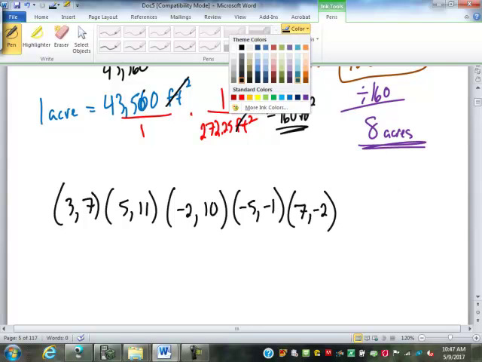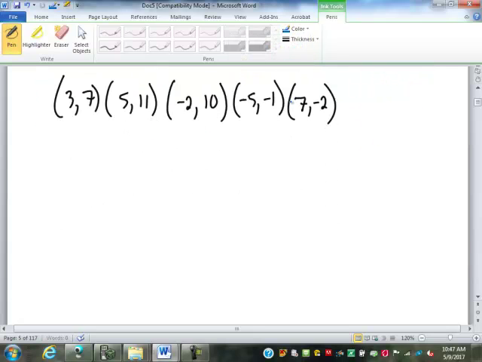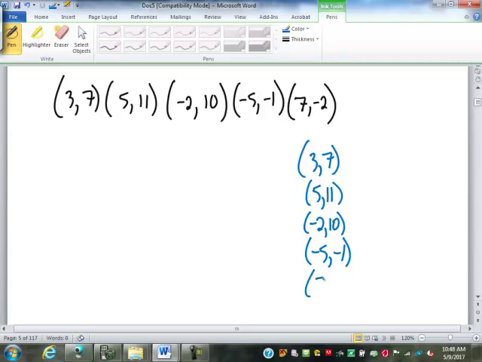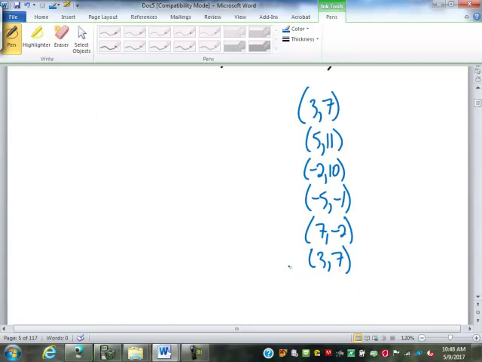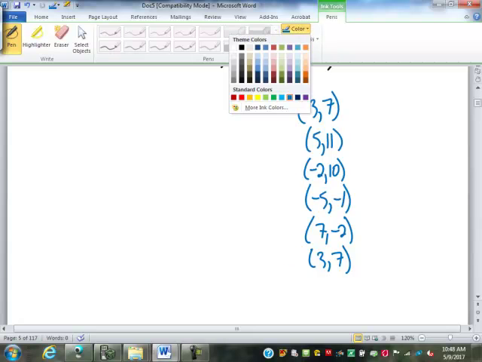So how would we figure out the area of this? Okay, what am I going to start with? 3, 7, okay, and then what? 5, 11. And then? -2 and 10. And then? -5, -1. And then? 7. Oh, good catch. A lot of groups forget to put that first point back there when we get to this point. So you can pat yourself on the back. Don't hurt yourself.